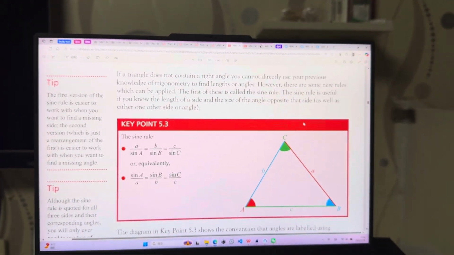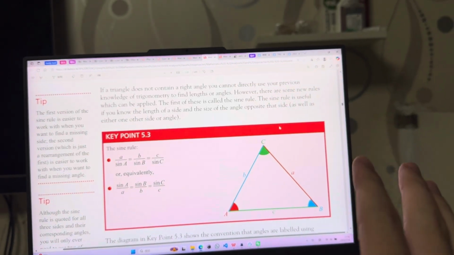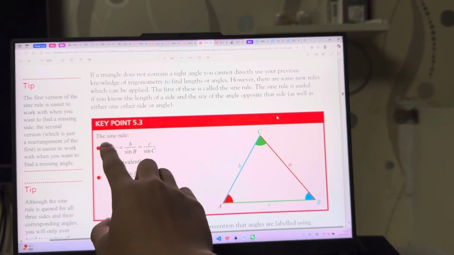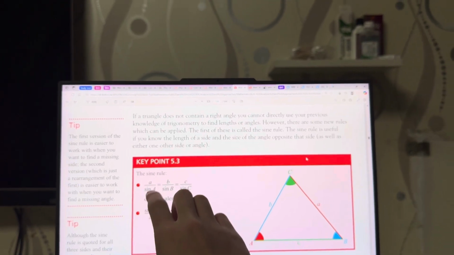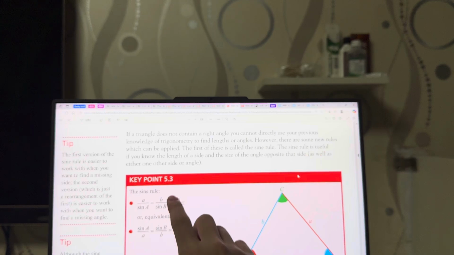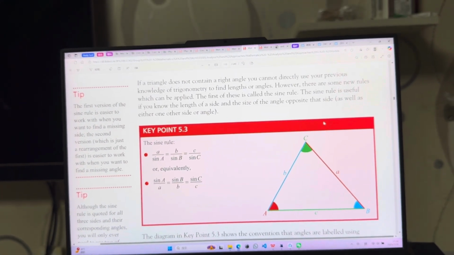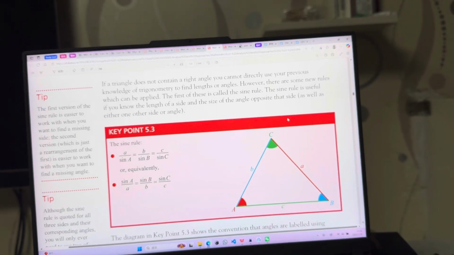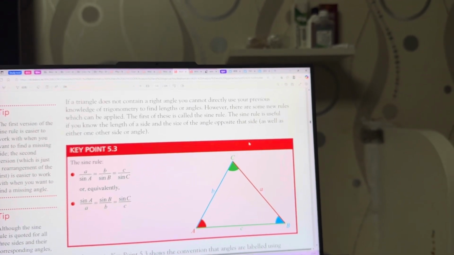Sine rule. I mean, sine rule looks really pretty because you see a, b, c, and sine, little and capital. It looks really beautiful. But today I want to prove it. Yes, I want to prove it. But no worries, let me do it.